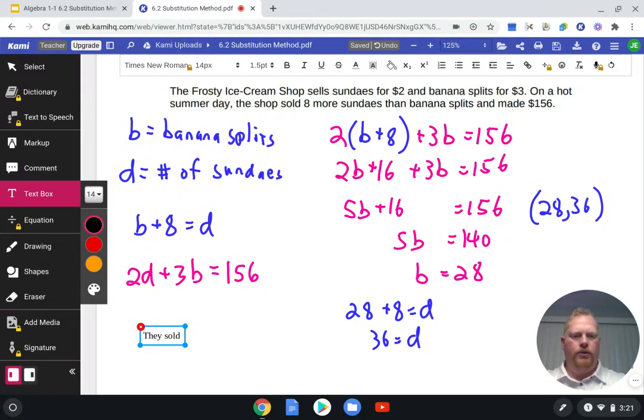So let's put our answer in word form. So they sold 28 banana splits and 36 sundaes. And that's my final answer. Let's do one more problem like that.